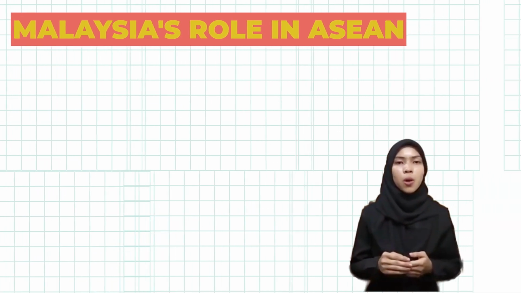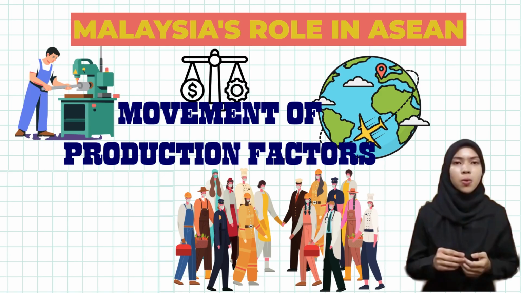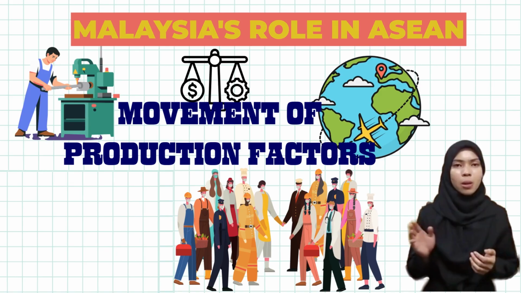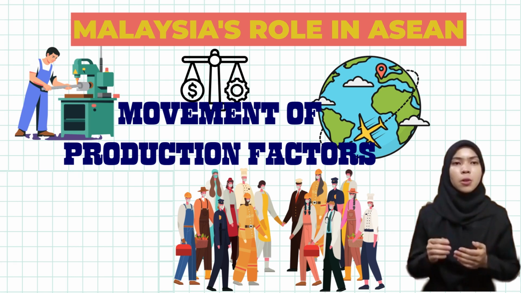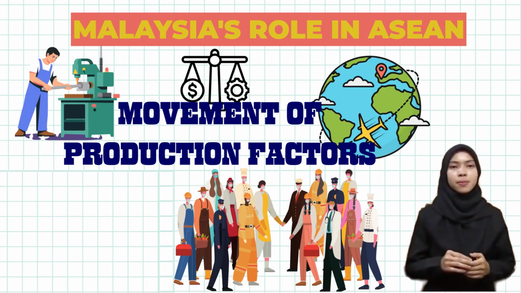Number 2, movement of products. Malaysia supports the movement of skilled workers and capital within Asia to improve economic efficiency. Programs like the Asia Mutual Recognition Arrangement, or MRA, make it easier for skilled professionals to work across Asian countries. This helps resources to be used more efficiently and benefits both Malaysia and the Asian region.